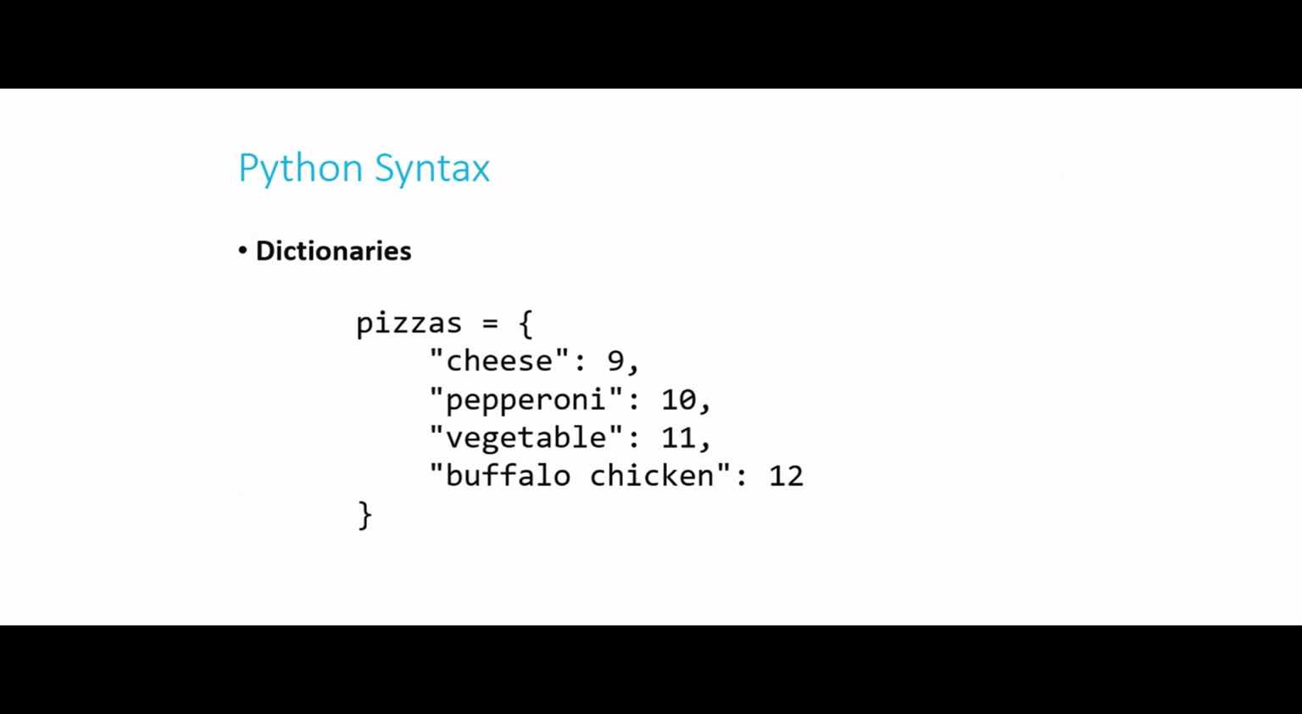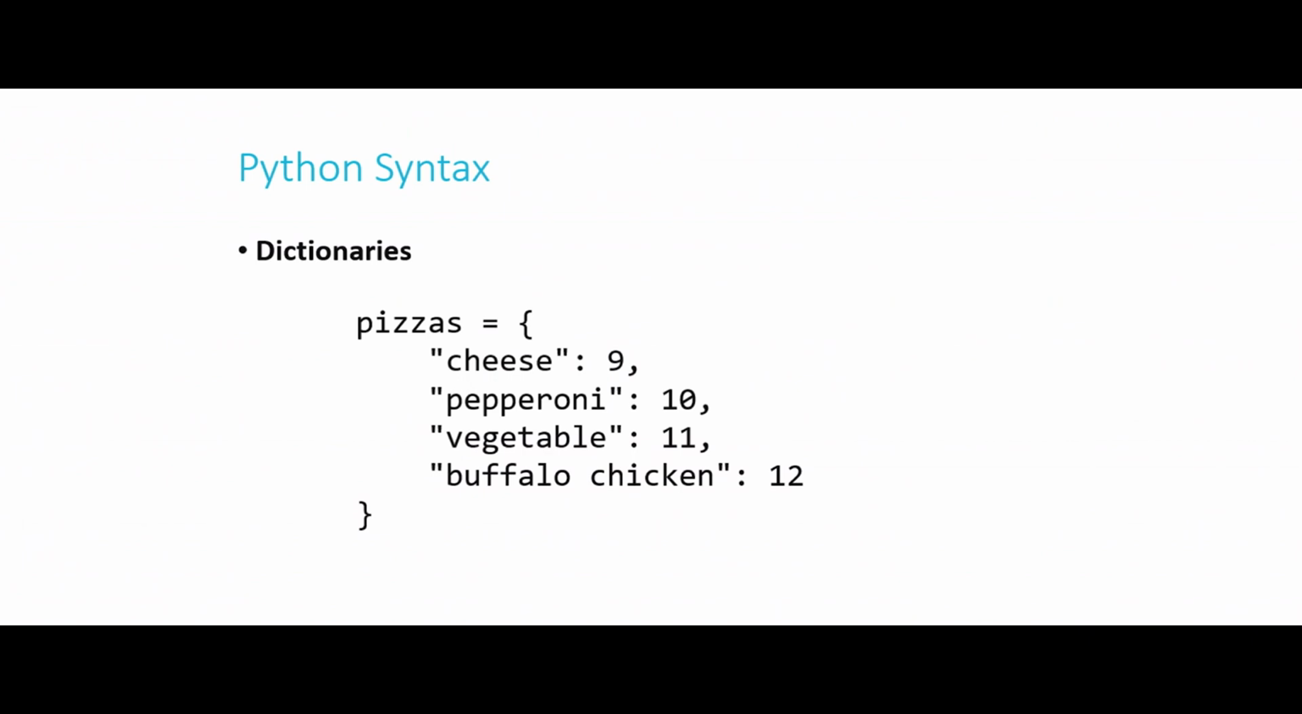So again, familiarize yourself with the different types of brackets we're using. Remember, in lists, we have square brackets to indicate the beginning and end of a list. In tuples, we use parentheses to indicate the beginning and end of a tuple. In dictionaries, we use curly braces to indicate the beginning and end of a dictionary. Inside of this pizzas dictionary, I have 4 key value pairs.